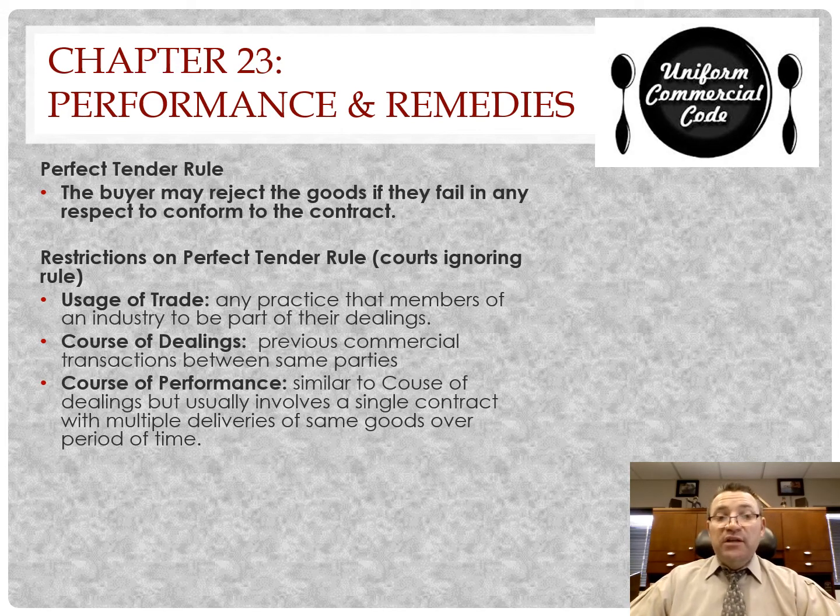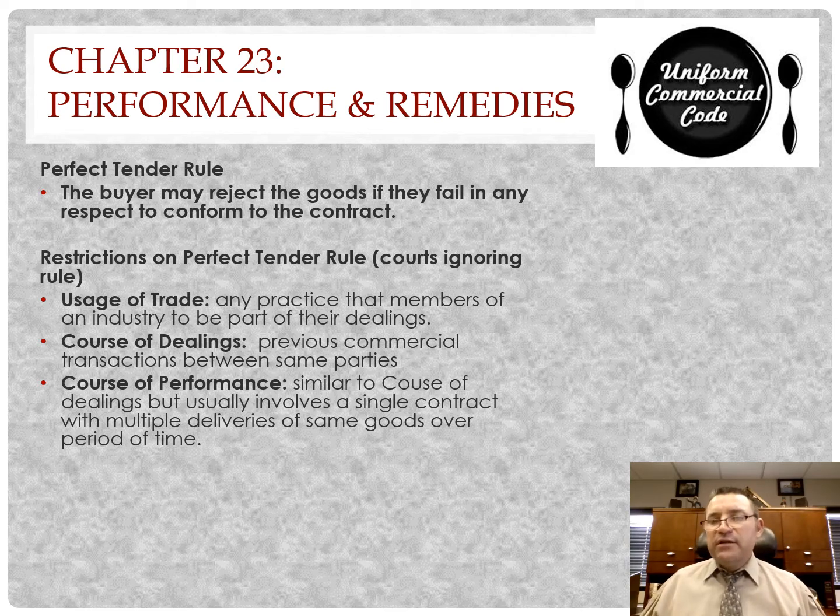Course of performance is similar to course of dealings, but usually involves a single contract with multiple deliveries of the same goods over that period of time, right? So, for example, take the tire scenario, but it's a 1-year contract in which I'm agreeing to sell 1,000 tires to Les Schwab, and then in the first 7, 8, 9 deliveries of those tires, there's again 2 to 3 variants of non-perfect goods, right?